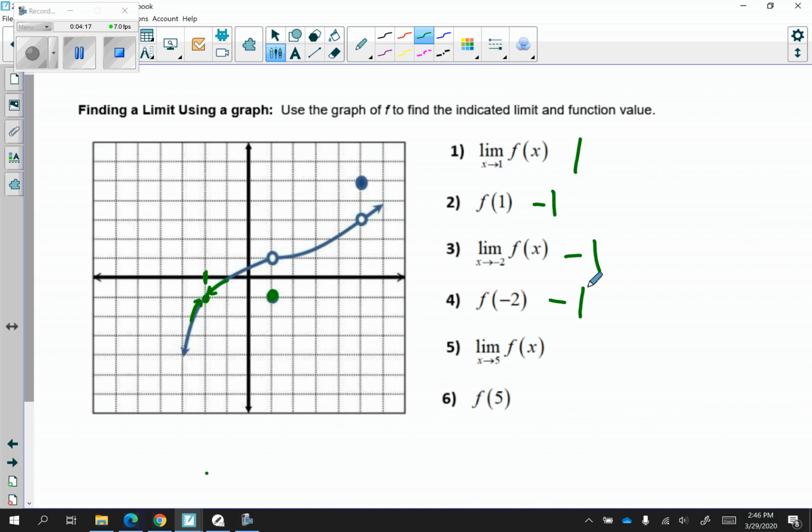Let's look as x approaches 5. Here's 5. From the left and from the right, it seems to be approaching 3. However, if I were to substitute 5 into my function, since there's an open circle here, but a closed circle here, my answer would be 5.